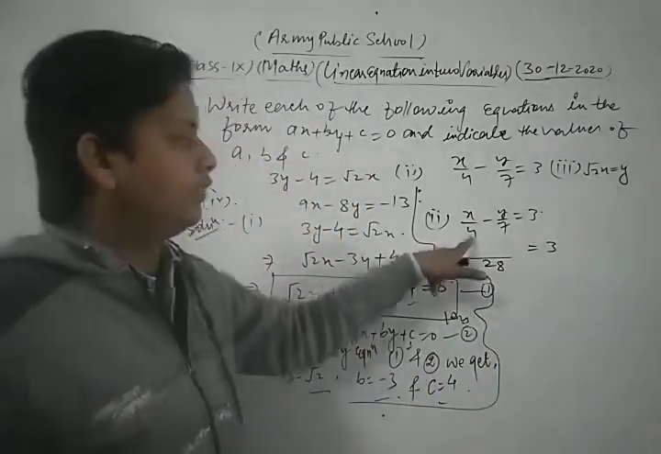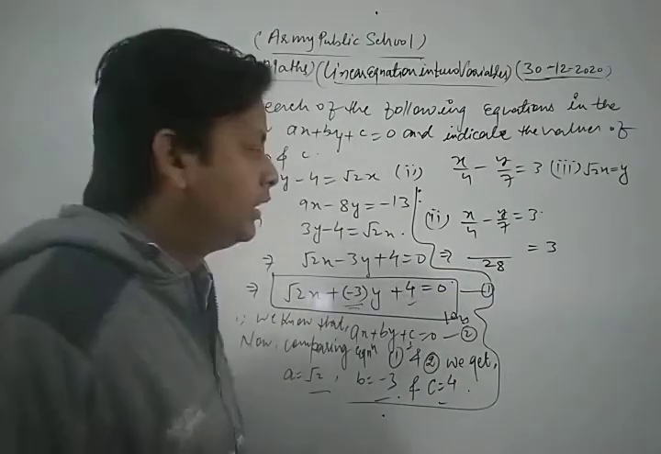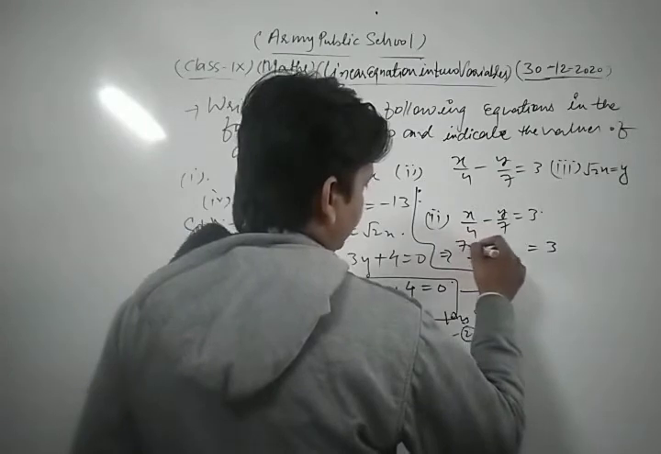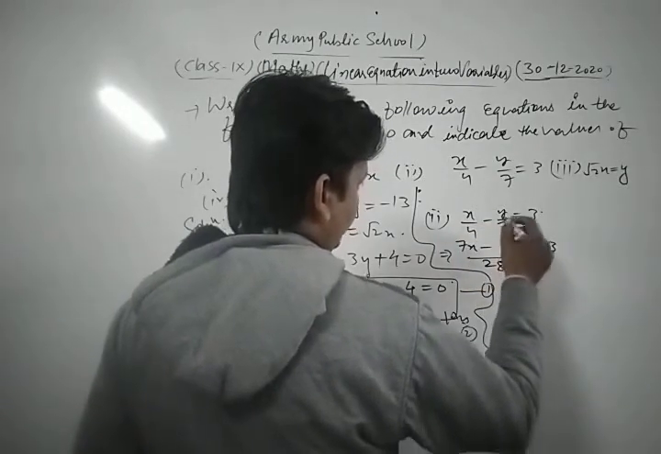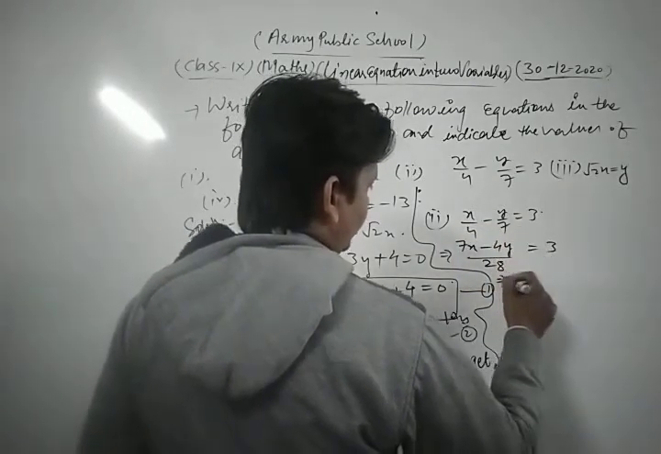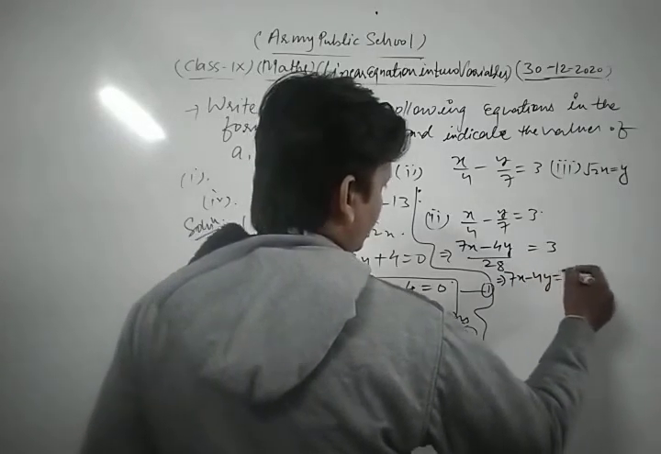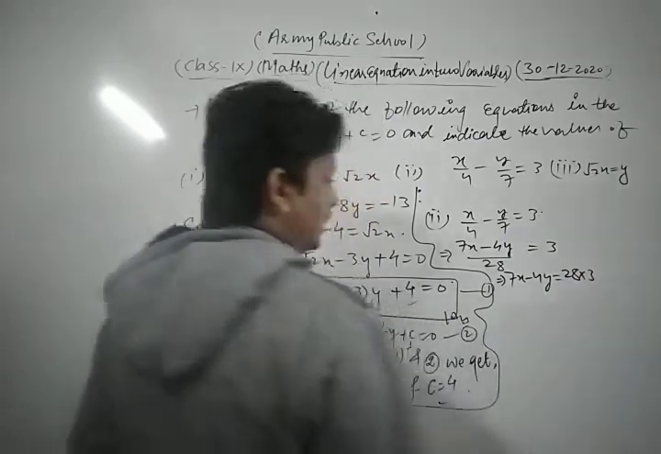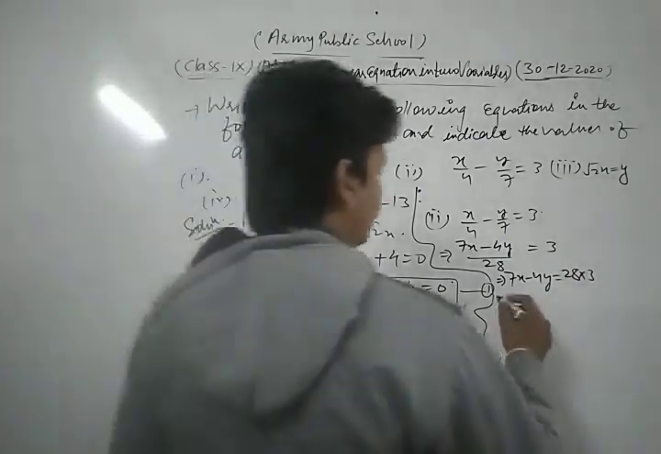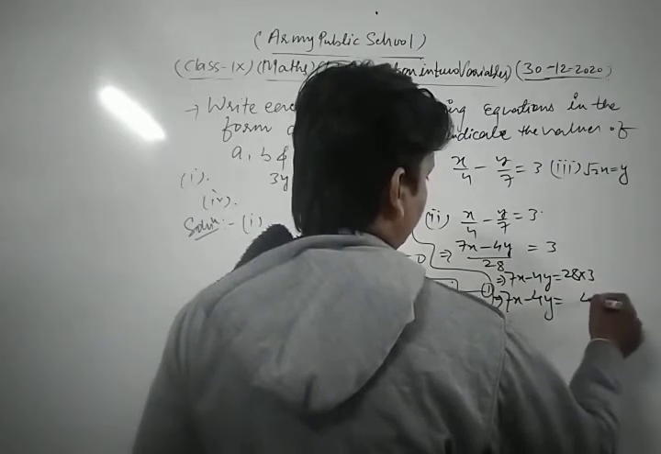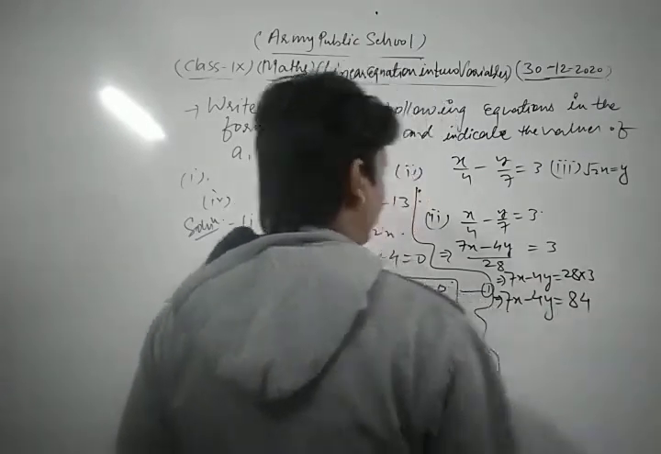Now let's see here, 4. First of all we divide 28 by 4. 4 7s are 28, so this is 7x. Then 4, this is 4y. Now we do the cross multiplication. So 7x minus 4y is equal to 28 into 3. Now let's see, we get 7x minus 4y is equal to 84.